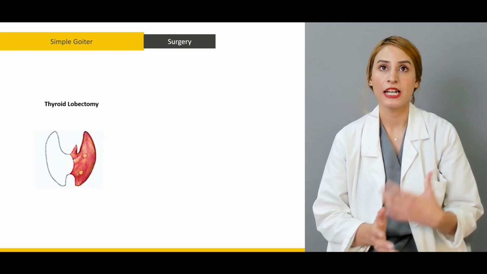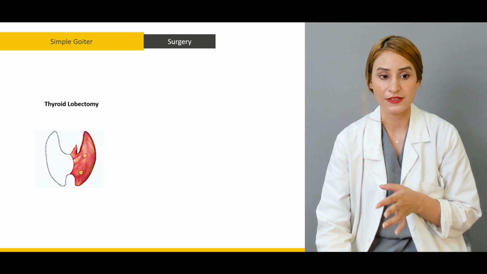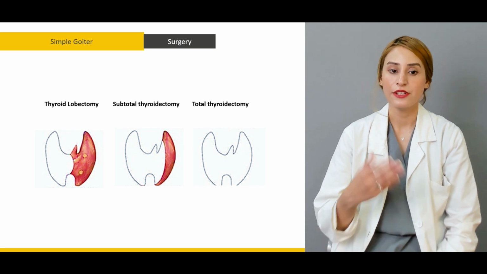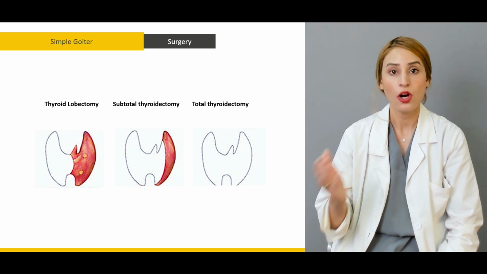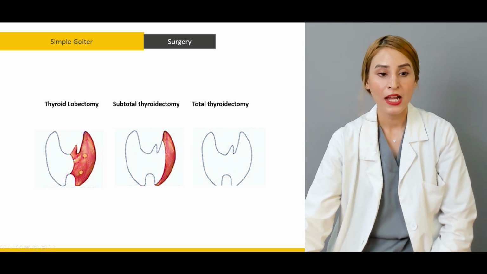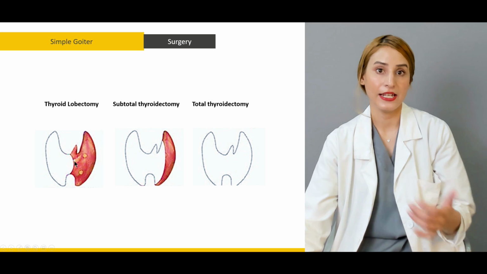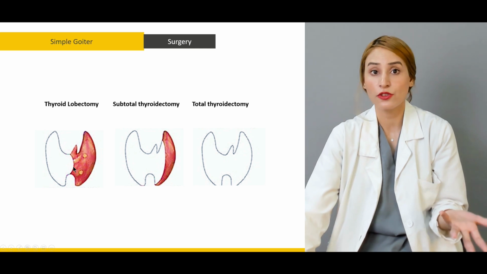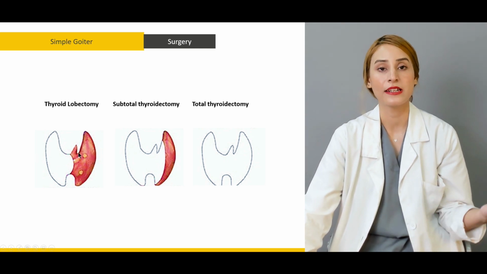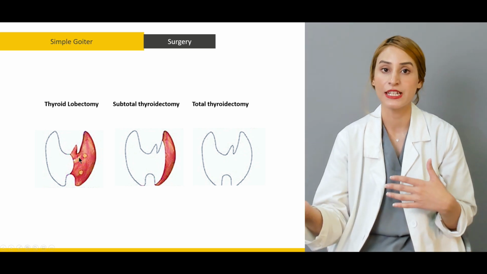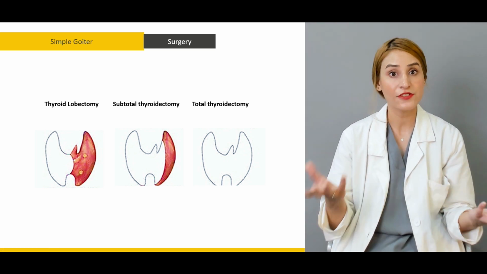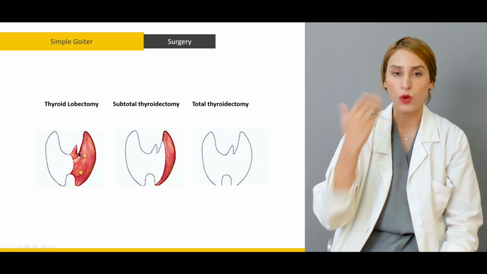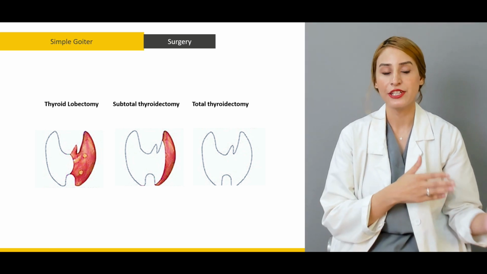If you talk about the surgical options in a goiter, you can perform a thyroid lobectomy, you can go for the subtotal thyroidectomy, or you can go for the total thyroidectomy, right? In thyroid lobectomy, you're excising a lobe, you're removing a lobe, maybe the right lobe or maybe the left lobe, depending upon the pathology. If it is in the right, you're going to remove the right one, and if the pathology is in the left, you're going to remove the left, right? So in thyroid lobectomy, you just remove one side or one lobe of the thyroid, and you leave the other one intact.